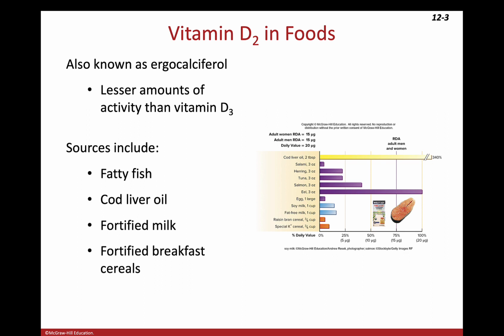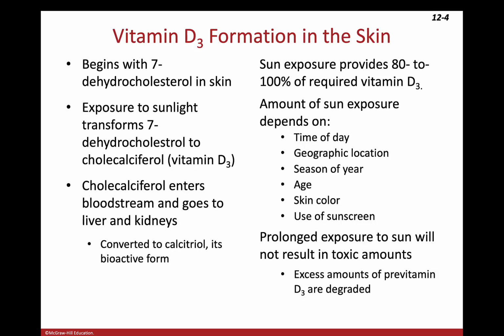Now, if we look at vitamin D2 in foods, this is also known as ergocalciferol. And one thing to remember here is this is not as active as vitamin D3. Sources of this are going to be fatty fish, cod liver oil, fortified milk, and also fortified breakfast cereals. So here we can basically, on the image, see a few good sources of vitamin D, and we can see salmon, cod liver oil. All of them are relatively very, very good sources of vitamin D that we can find within our food.